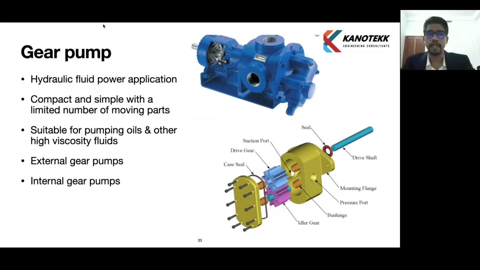Okay, so now we will see a gear pump. What is a gear pump? It will have a drive gear and an idler gear. This is widely seen for hydraulic system applications, like hydraulic power packs will have a gear type of pump, and it is compact and simple with a limited number of moving parts, suitable for pumping oils and other high viscosity fluids. There are two types, external gear pumps and internal gear pumps. We will see the difference in the next slides. Application wise, we do not see gear pumps used for low viscosity fluids, like for water application. We do not use a gear pump. It is used for pumping oils. We'll see the video.